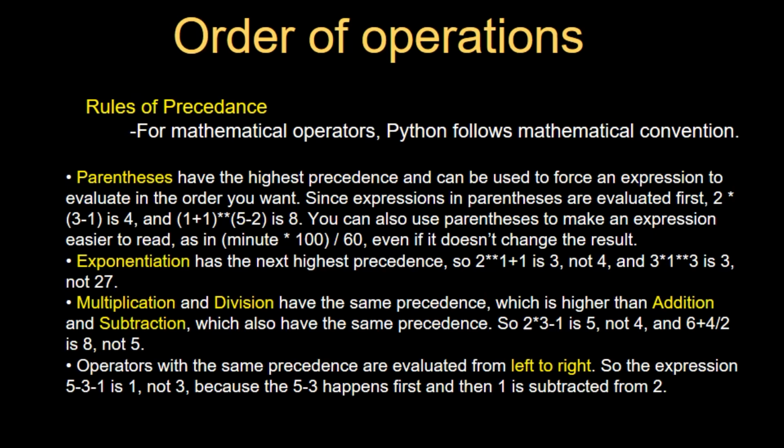And take note that operators with the same precedence are evaluated from left to right. Okay, so from left to right tayo. So the expression 5 minus 3 minus 1 is 1, not 3. Okay, hindi 3. Because the 5 minus 3 happens first, because left to right tayo, and then 1 is subtracted from 2. Yan.